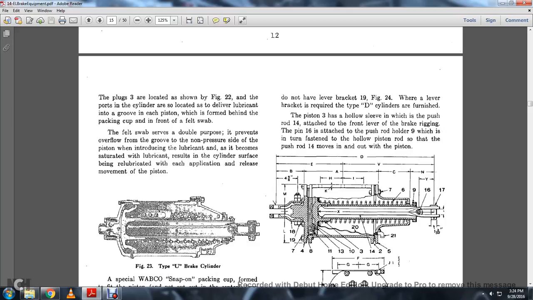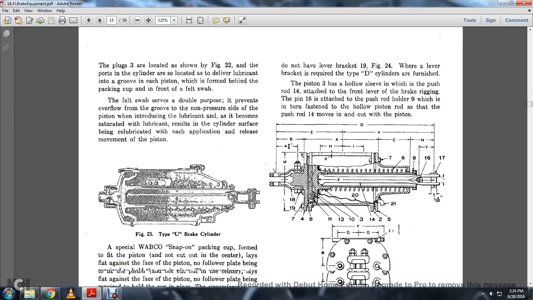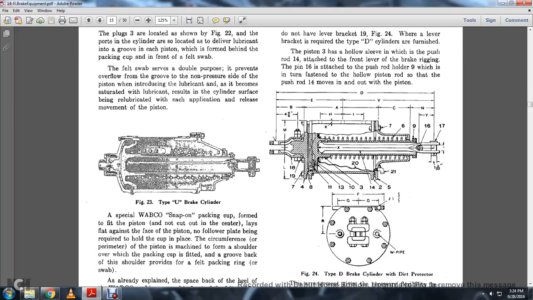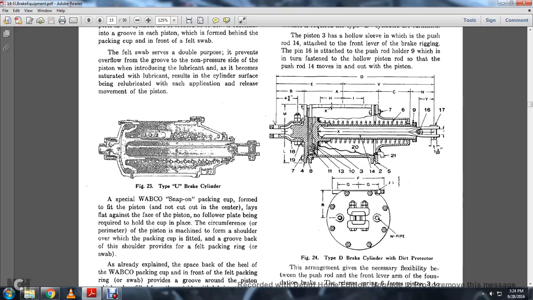The piston 3 has a hollow sleeve, the piston push rod 14 attached to the front lever of the brake rigging. Piston 16 is attached with the push rod number 9, which is in turn fastened to the hollow piston rod. The push rod number 14 moves in and out within the piston. Figure 24 shows the D brake cylinder and the dirt protector.